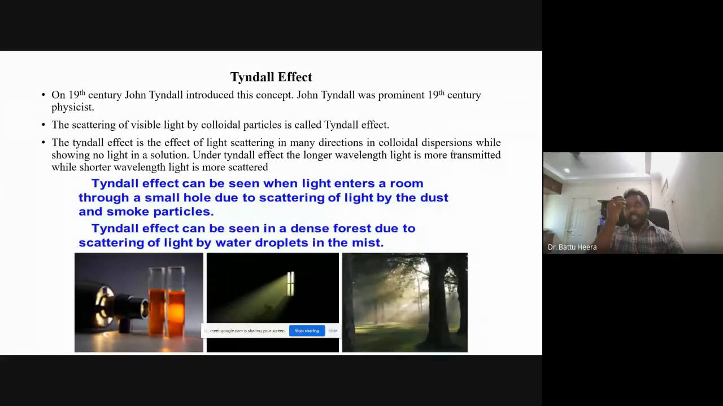The particles which exist are called colloids. The particles which exist and are seen with the help of light scattering are called a colloid system. And also, the scattering of visible light by the colloidal particles is called the Tyndall effect. The Tyndall effect is the effect of light scattering in many directions in colloidal dispersions while showing no light scattering in a solution.